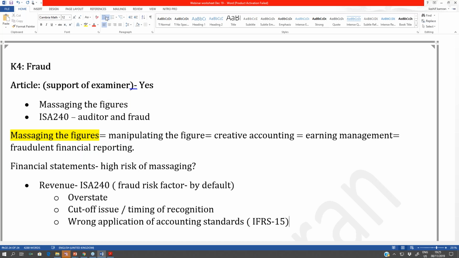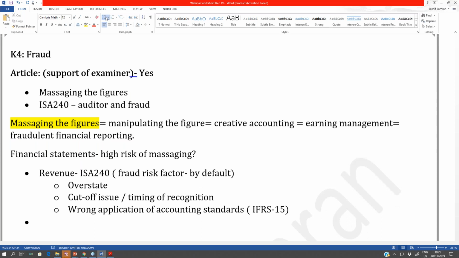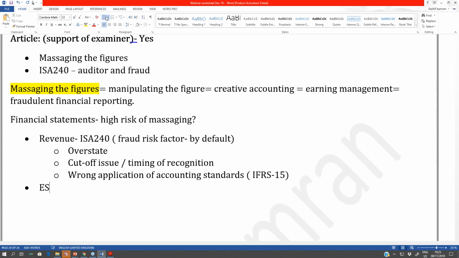The second area which has a high risk of massaging is estimates. Estimates is such an important area when it comes to high risk of massaging, and there are so many estimates. Estimates like fair values, estimates like impairment, estimates like provisions. How many times do we see exam papers in AAA which have the word estimate? Management has estimated. Useful life. The useful life is also estimated.